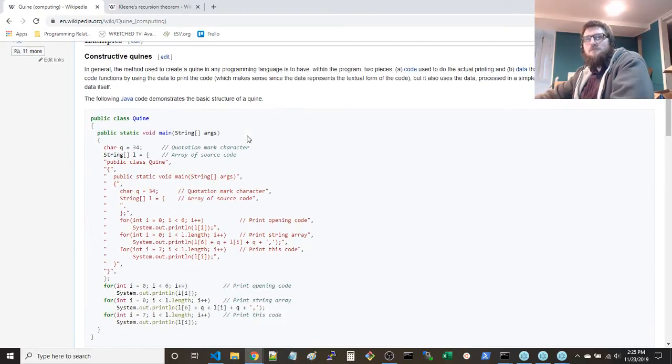Constructive quines. In general, the method used to create a quine in any programming language is to have within the program two pieces: A, code used to do the actual printing, and B, data that represents the textual form of the code. The code functions by using the data to print the code, which makes sense since the data represents the textual form of the code. But it also uses the data, processed in a simple way, to print the textual representation of the data itself. The following Java code demonstrates the basic structure of a quine.